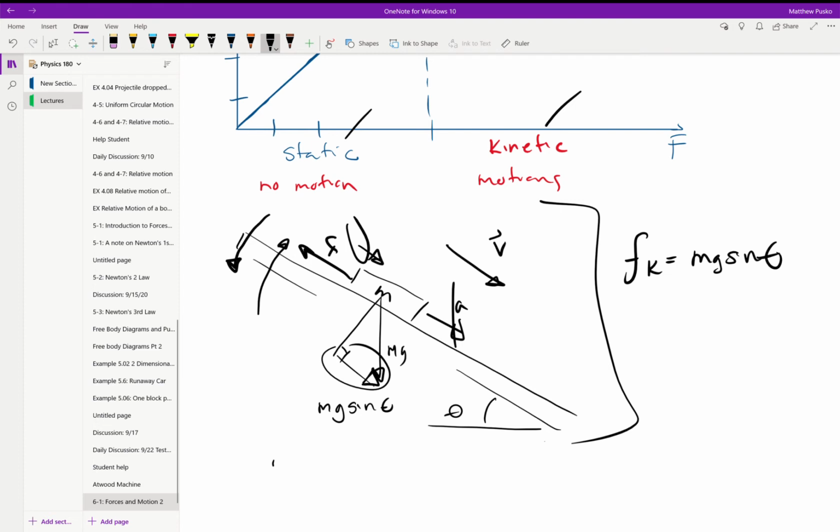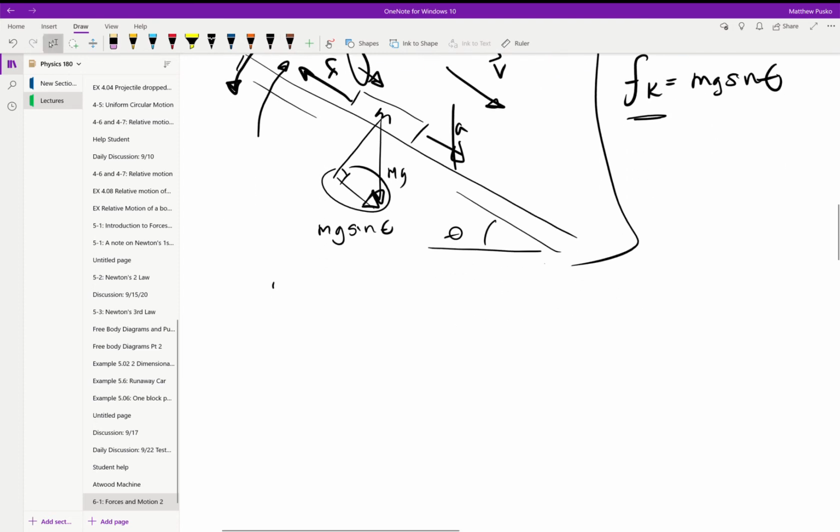Alright, how do we calculate a force due to friction? We have static and kinetic friction. Well, the force of static friction is less than or equal to mu static times the normal force. This is referred to as mu.